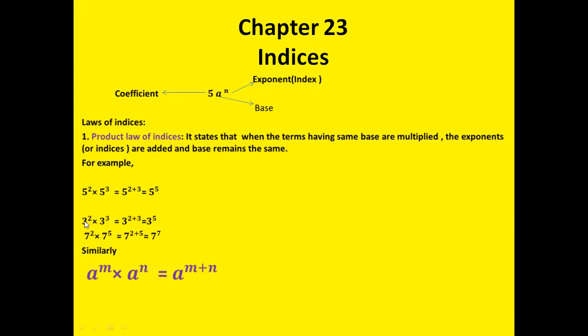Similar, next example, look here, 3 to the power 2 into 3 to the power 3. Write only one base, and the power will be added while multiplying. 3 to the power 5. Similarly, 7 square into 7 power 5 equals 7 to the power 2 plus 5. Power is added, then 7 to the power 7. And similarly, a to the power m into a to the power n. Look at base same a, then power will be added, m plus n. This is known as product law of indices.